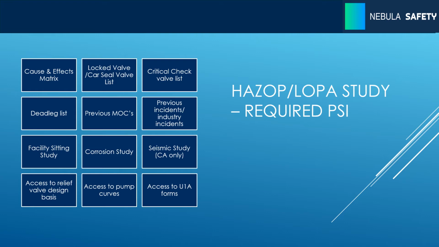We also want to look at the lock valve and car seal valve list just to verify that what's in the field matches what's on the drawings. Look at the critical check valve list. Check valves are notorious for failing, but if there's safety related check valves that we really need to make sure are doing their job in the field, well, they should be designated critical, and we should be able to at least look at that they're on a critical list, that they're being verified and maintained as part of the facility's mechanical integrity program. We also want things like dead leg lists, previous MOCs.